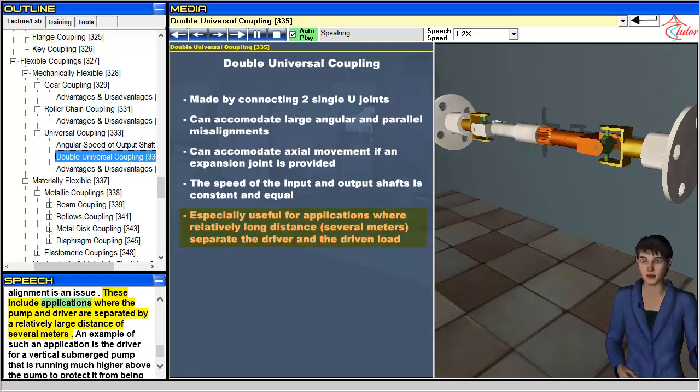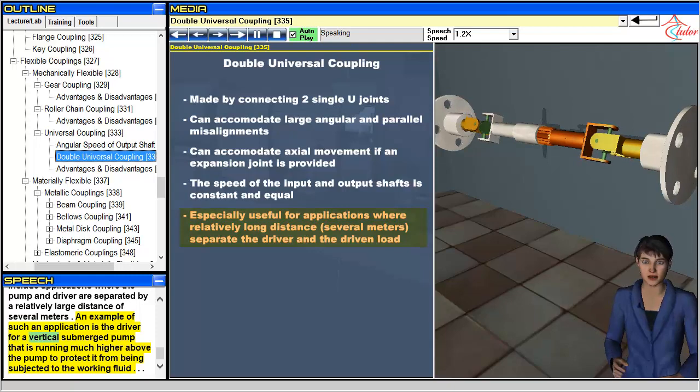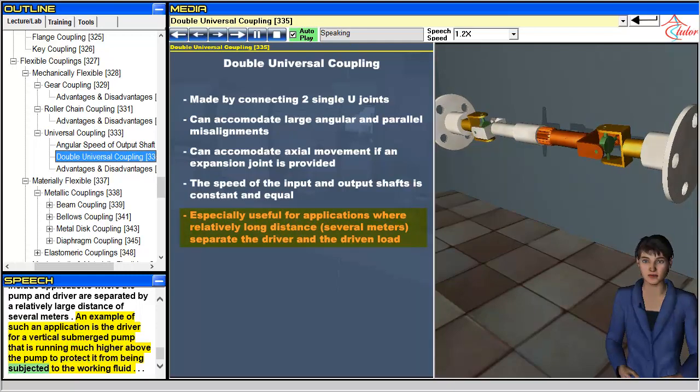These include applications where the pump and driver are separated by a relatively large distance of several meters. An example of such an application is the driver for a vertical submerged pump that is running much higher above the pump to protect it from being subjected to the working fluid.